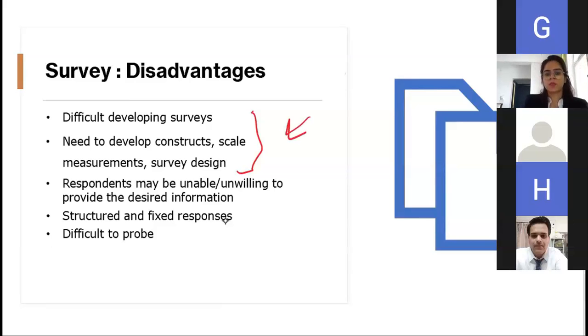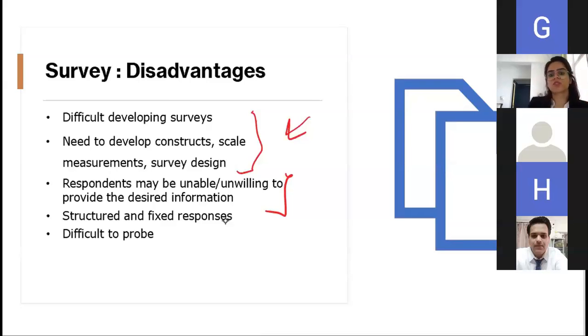Respondents may be unable or unwilling to provide the desired information. So what kind of information do you think that respondents are unwilling to provide? Generally, it's income. When we ask them what is your income, what is the average household income, they try to understate that. So that is the problem.